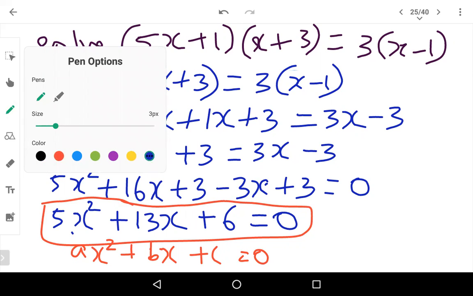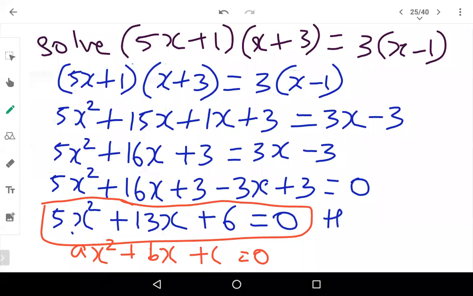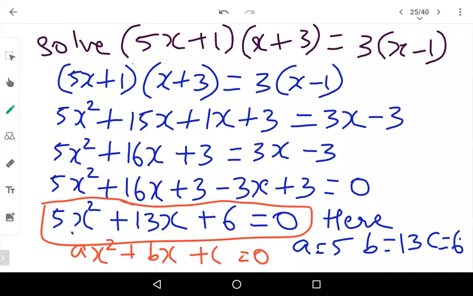So let us start here. A is equal to 5, B is equal to 13, C is equal to 6. Okay. Now what is the next thing? A into C. So what is A? A is 5, C is 6. Okay. So 5 into 6, you get 30.